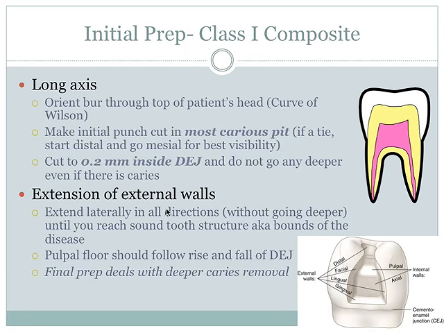After you make this initial punch cut, you extend laterally in all directions without going deeper. We can talk more about that part later, but for this step of our initial prep, you want to extend laterally until you reach sound tooth structure, aka the bounds of the disease. The pulpal floor will generally follow the rise and fall of the DEJ area, and the final prep deals with deeper caries removal. The idea here is to expand your window so you can see what you're doing before you go deeper towards the pulp.